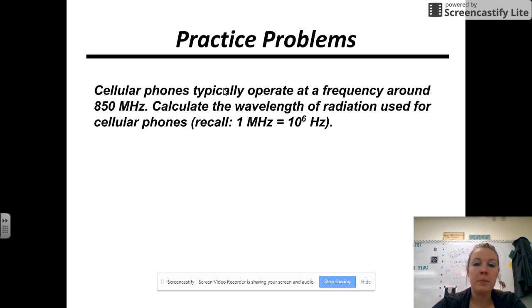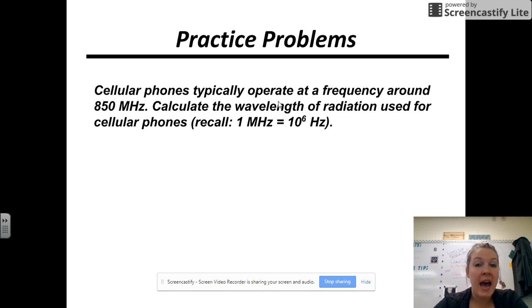Cellular phones typically operate at a frequency of around 850 megahertz. It's in mega, so we need to go to hertz. So this is another conversion factor. We've provided you with the conversion down here. And then you need to be able to calculate the wavelength of radiation used for cell phones.